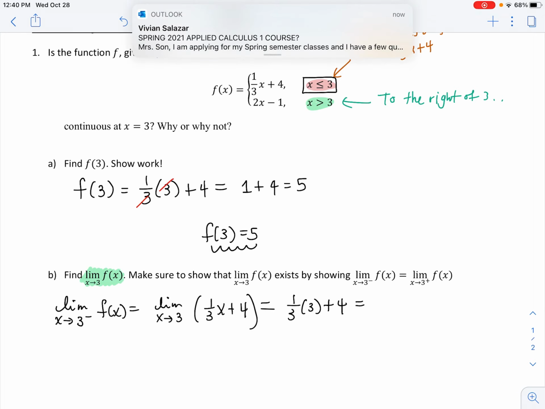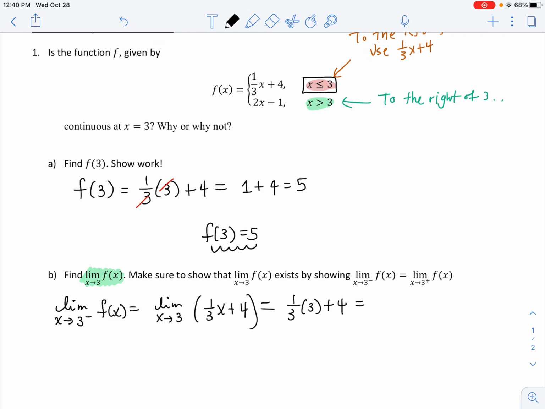Because I use the same expression for, hold on, I'm applying to my spring semester. I'm going to read this email later. Sorry, I'm so distracted. I'm going to go ahead and do this problem.